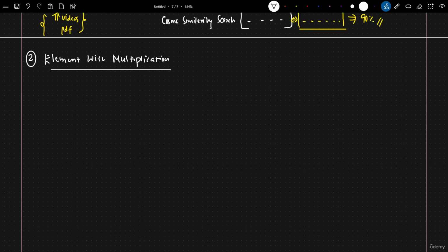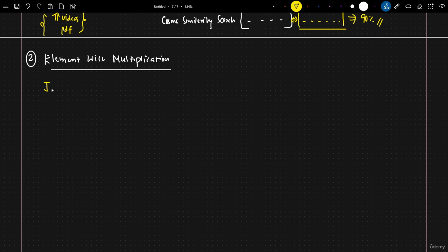Hello guys, so we are going to continue discussion with respect to multiplication of vectors. The second type that we are going to discuss is something called element-wise multiplication. Now, why this kind of multiplication technique and what is the application of this? We will be completely discussing it.